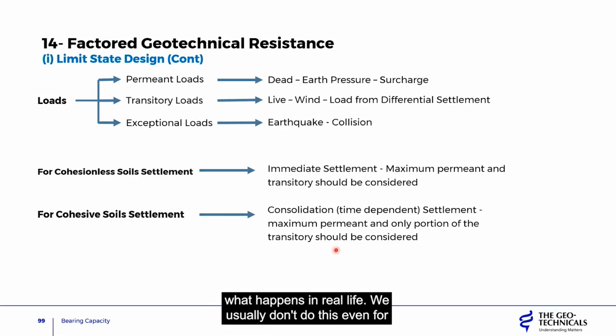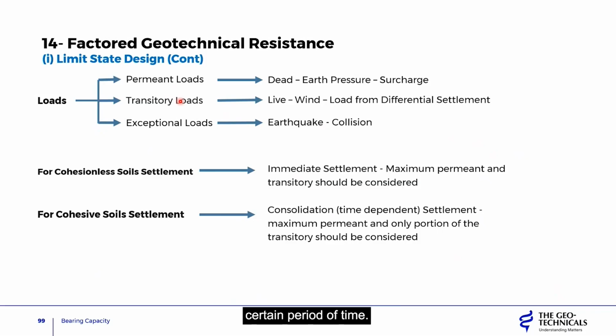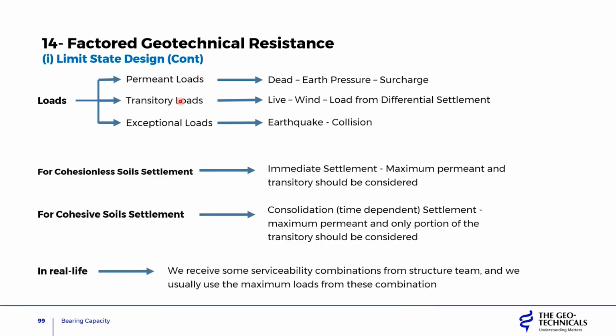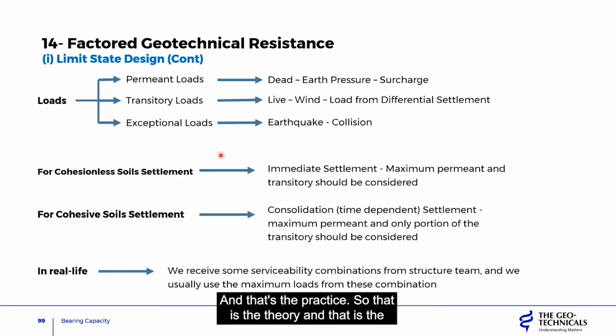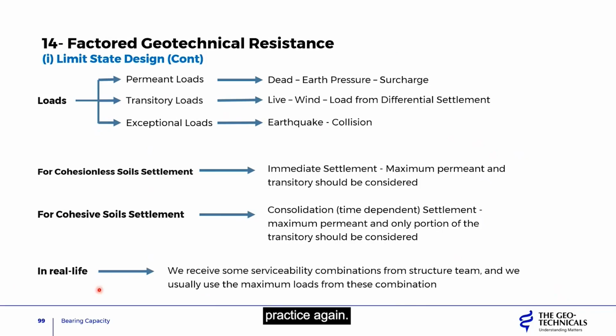What happens in real life? We usually don't do this. Even for cohesive soil, for the settlement calculation, we take the serviceability limit state of both of them combined. But if you are doing that, you know that you have an extra layer, something to back you up, because you know you are conservative. You know that the transitory loads are not always there, so it's not like a permanent load that will force the consolidation to happen over a certain period of time. And that's the practice. So that is the theory, and that is the practice. Again, being conservative in geotechnical engineering is preferred.